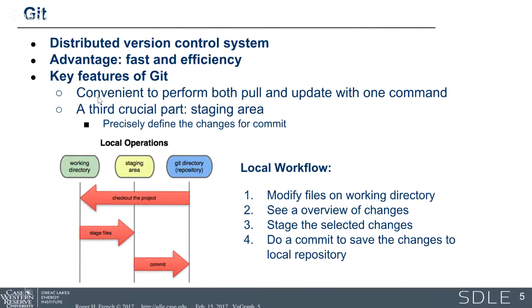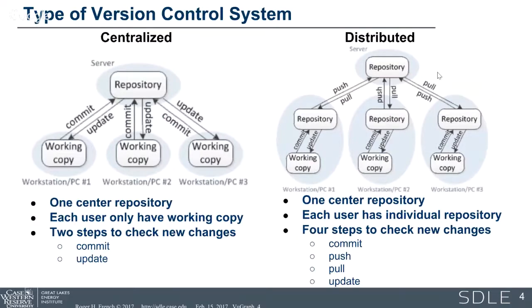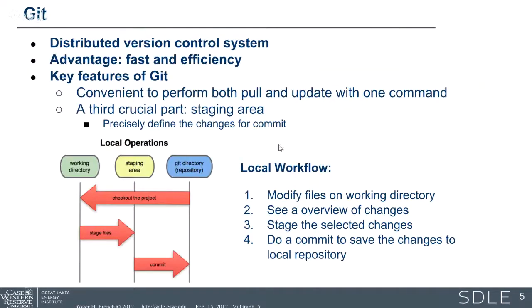As we said in the slide, you need 4 steps to see those changes in Git. When you want to pull the updates, you only need one command line to perform both pull and update. It can be more convenient and fast and can save a little bit of time.